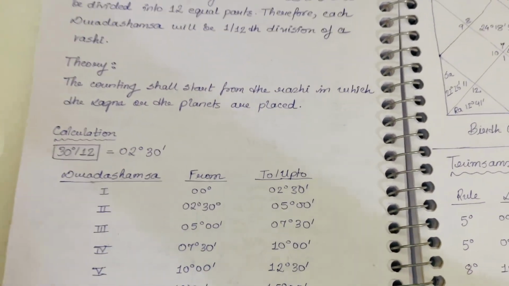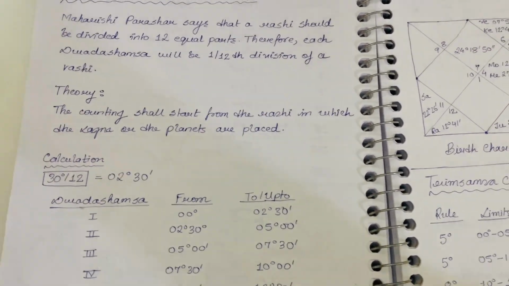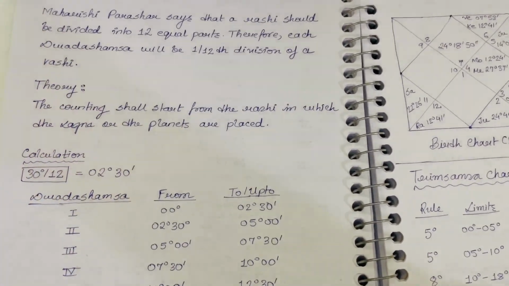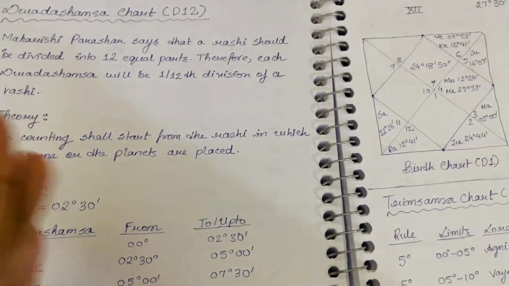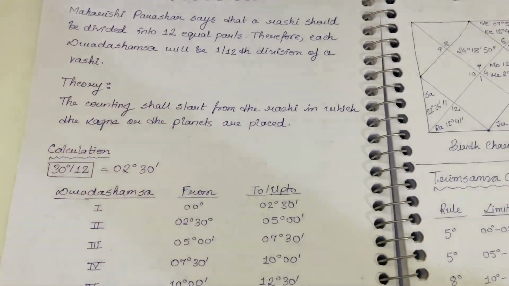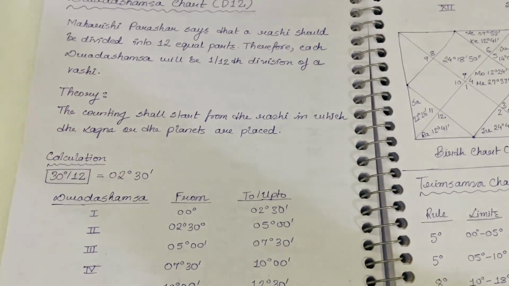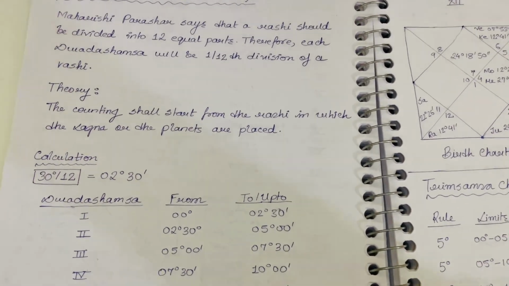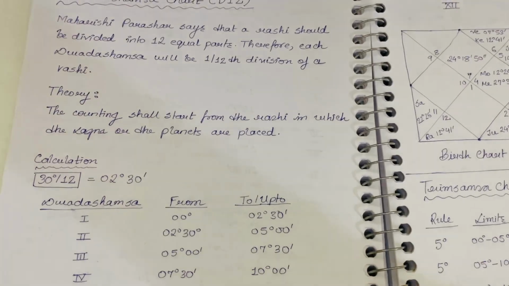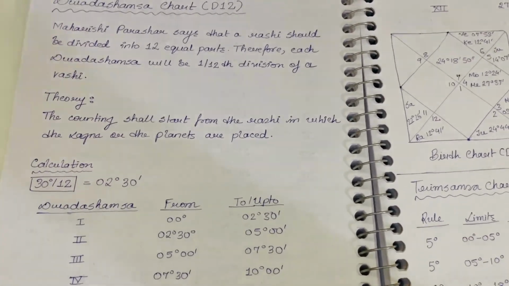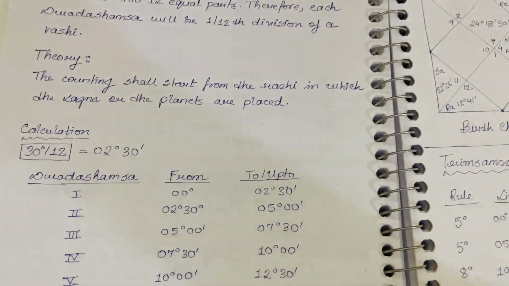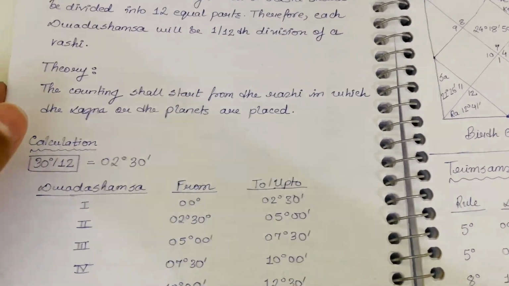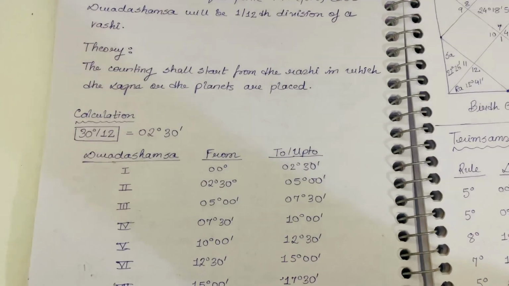You do not even have to memorize it or put in great effort to practice it again and again to retain this theory in your subconscious. It's just gone, it's right there in your subconscious. That much easy it is to work on the Dwadashamsha chart and to create the D12 chart.